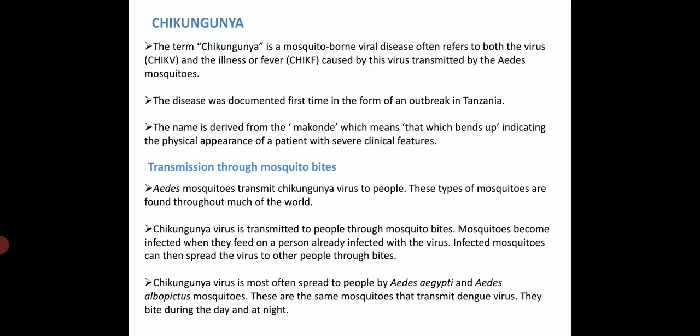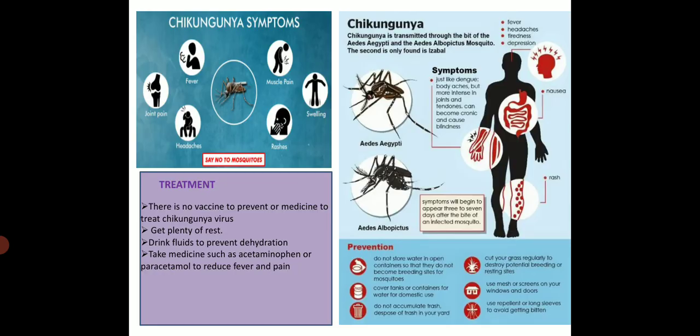Chikungunya is often spread to people by Aedes aegypti and Aedes albopictus mosquitoes. They are the same mosquitoes which transmit the dengue virus. They bite during the day and also during the night time. So coming to the symptoms, in the picture you can see that the patients may suffer from joint pain, headaches, a fever, muscle pain, rashes and swelling.